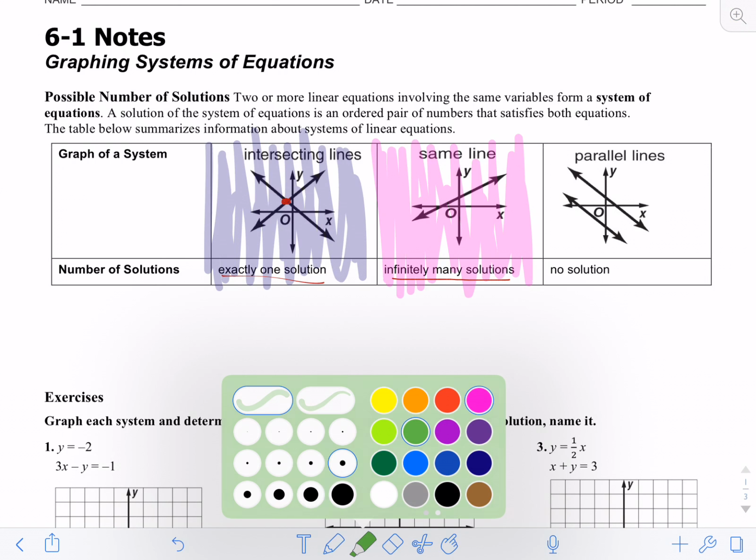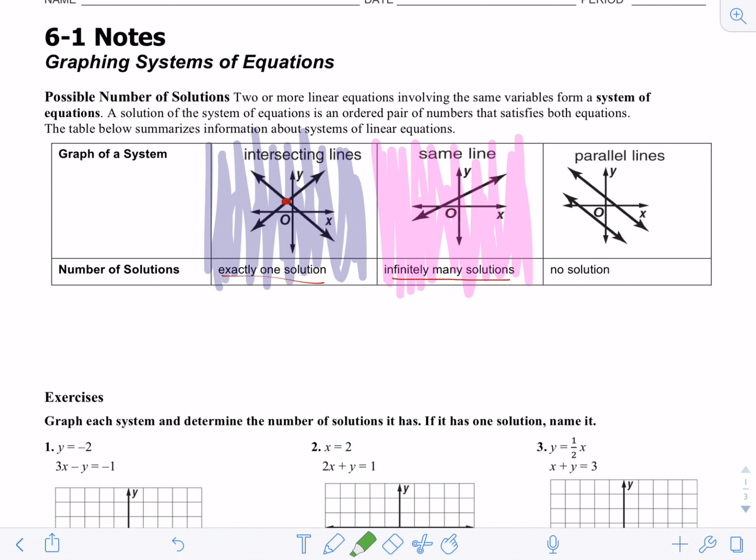And the last scenario that you can have is a set of parallel lines. And as you notice, they never ever touch. Okay, so here's my first line, here's my second line. They don't ever touch, they never intersect. If you don't have an intersection, then you don't have a solution. So that's why your answer here is no solution.